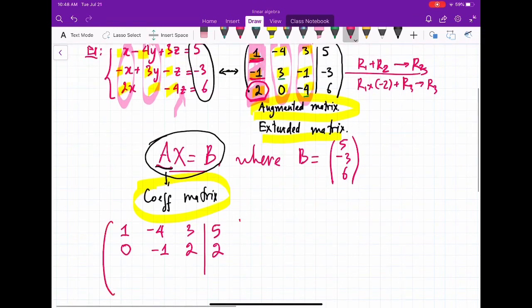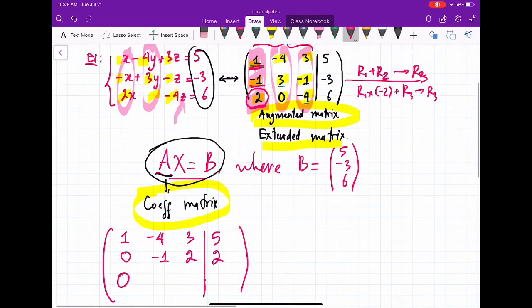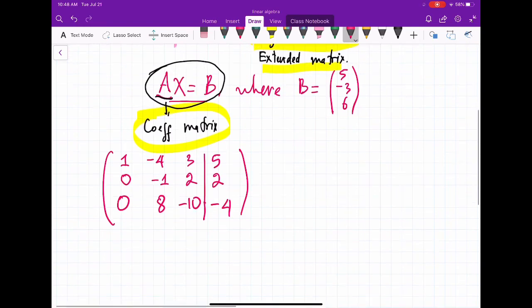So I have 0 in here. 4 with -2 is -8. You see this guy, -8, so add 1 is just -7. Sorry. And 3 with -2 is -6, -6 minus 4 is -10. And then 5 with -2 is -10 plus 6 is -4. That's what I have. So I already eliminate all terms in here.